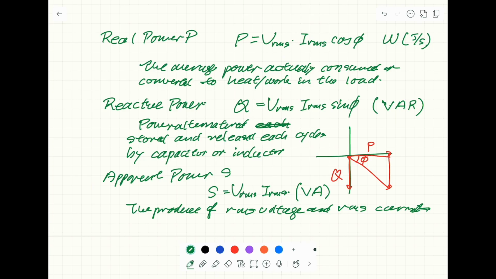Okay, so it is the total power the supply must deliver.